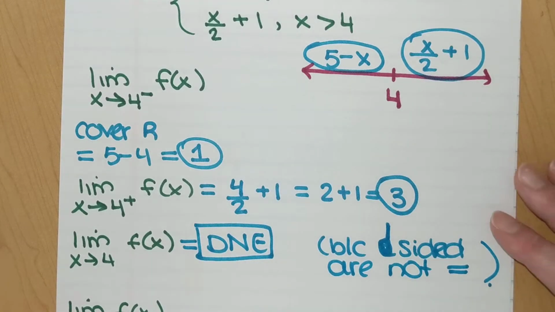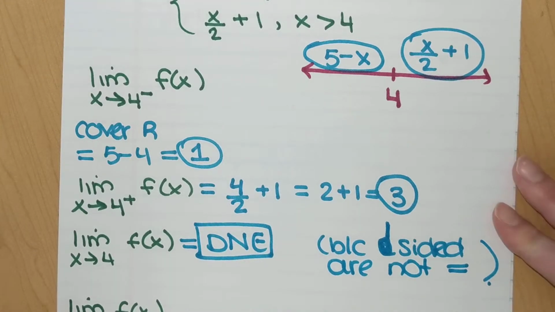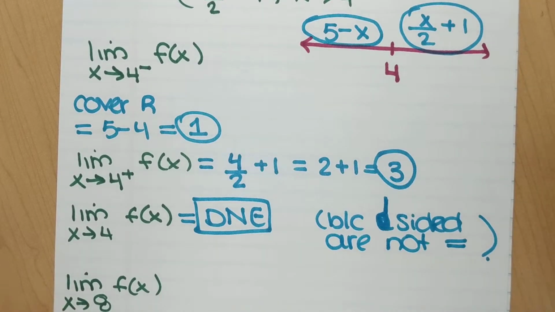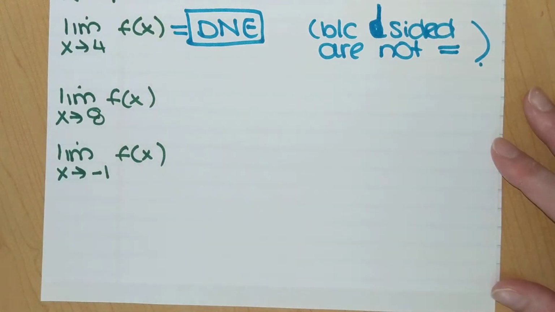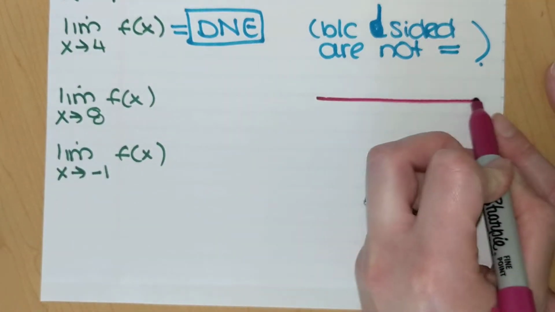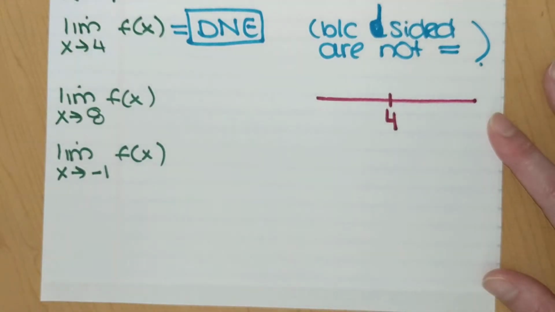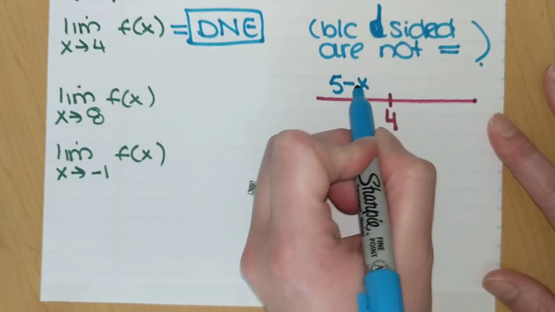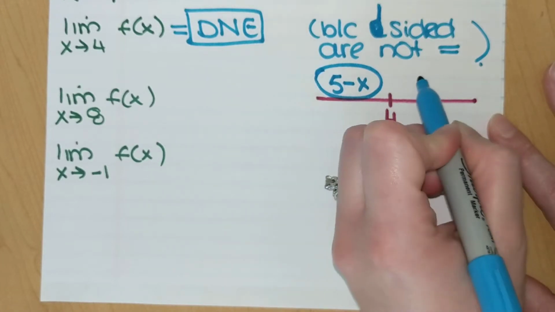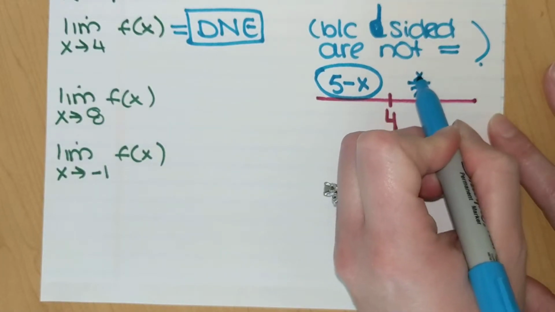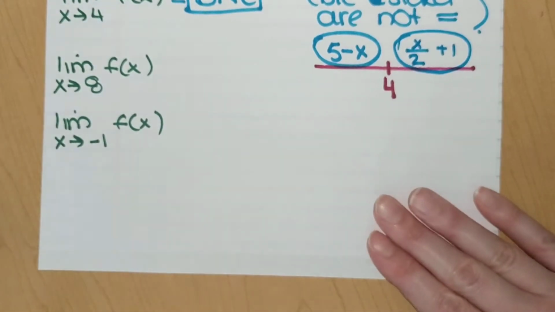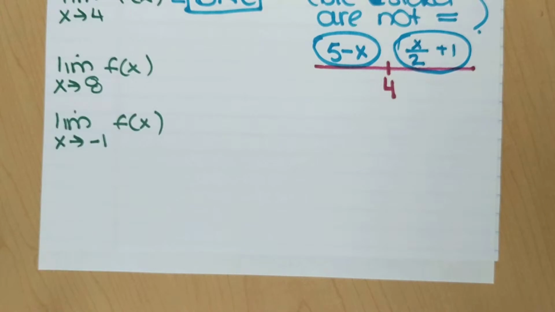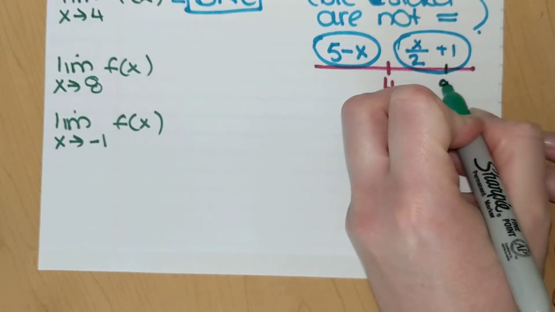Okay, so the last two limits that they ask you are actually kind of an extension question. So I'm going to write them down below here. They have the limit as x goes to 8, and remember that the picture that we had was 4 was the split point, and if I was to the left of 4, I was using 5 minus x, and if I was to the right of 4, I was using x over 2 plus 1. So when you look at the limit as x goes to 8, you want to think about where 8 is on the number line. So 8 is going to be somewhere around here, okay?